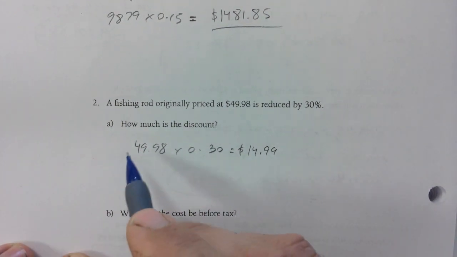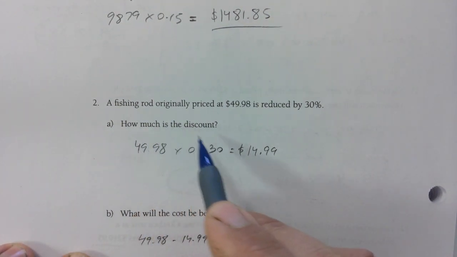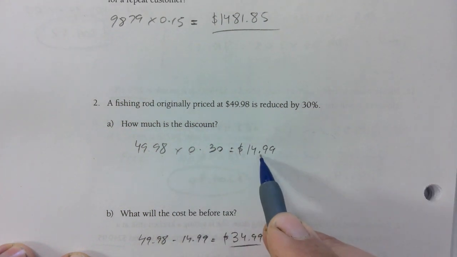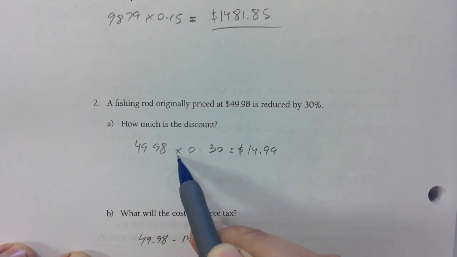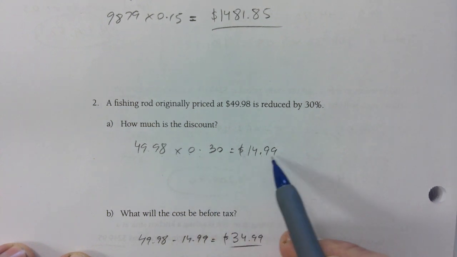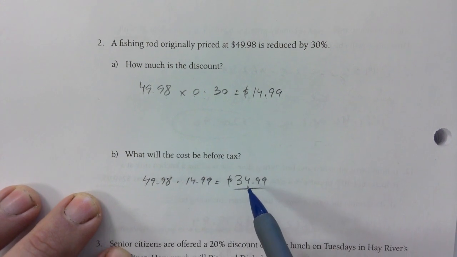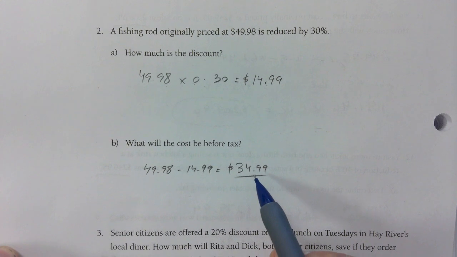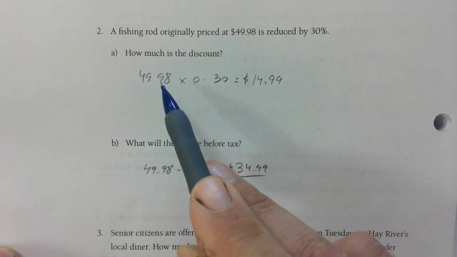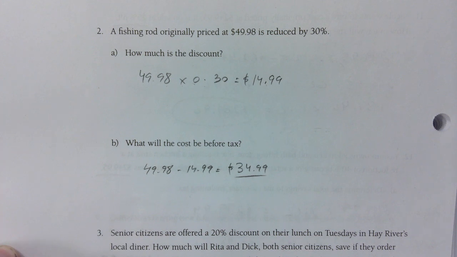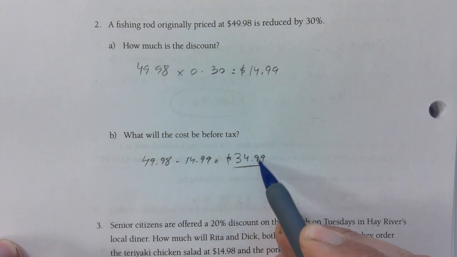Number 2, how much is the discount? That's kind of like the same thing. So you just find 30%. You got to multiply by 30%, which is 0.30, and that's $14.99. Will be the cost before taxes. You just subtract it and you get $34.99, right? Because you got to subtract the discount from the original to give you that. Just checking here. Yeah, okay, we're good. That's 99 here.